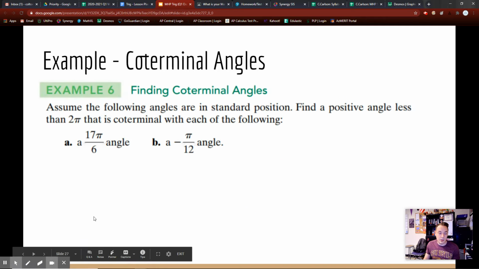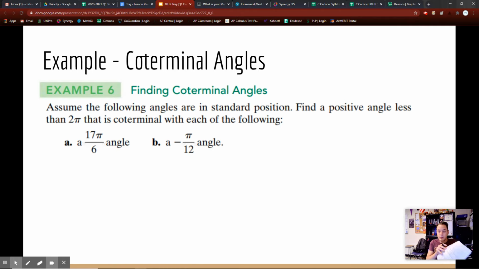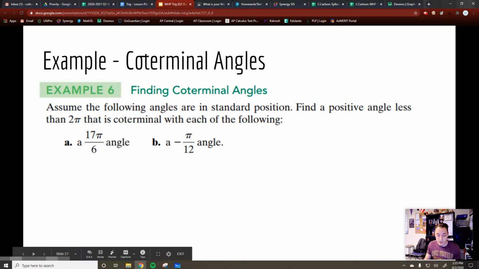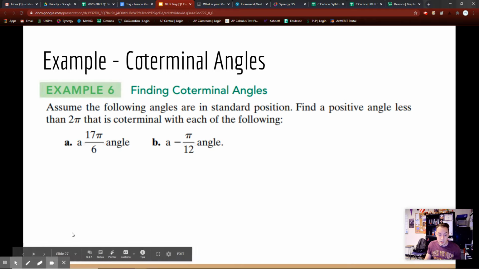All right, let's go through some radian measure. And always, if you feel like you understand this completely, you can skip ahead to this video. I'm going through all the examples. So what do I have?